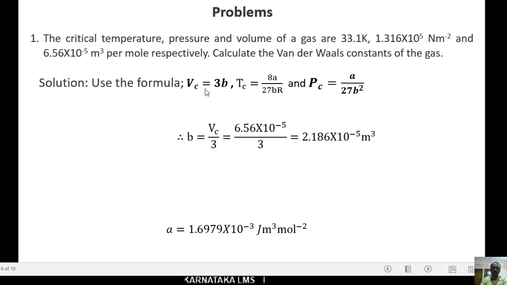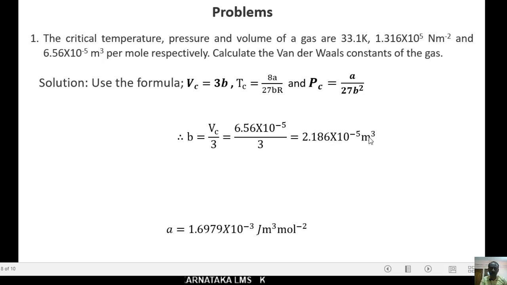For this one you can use the formula critical volume Vc equals 3b, critical temperature Tc equals 8a by 27br, and critical pressure Pc equals a divided by 27 b square. Therefore b equals Vc divided by 3. Here in this equation, just cross multiply 3, that is b equals Vc by 3. Vc value is given here, this is volume, the third one, 6.56 into 10 raised to minus 5 divided by 3. This is 2.186 into 10 raised to minus 5 meter cube.